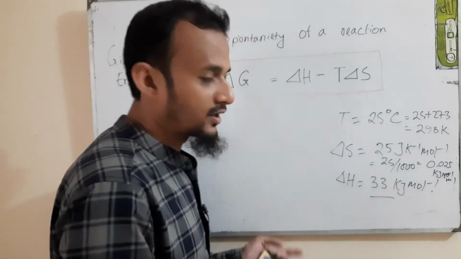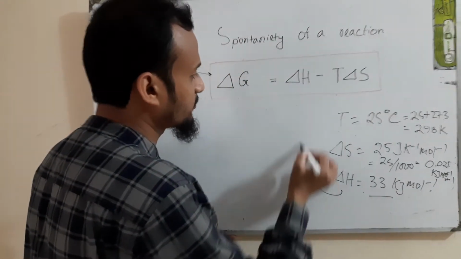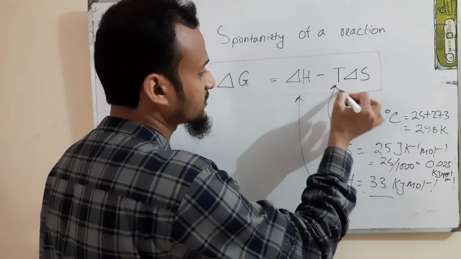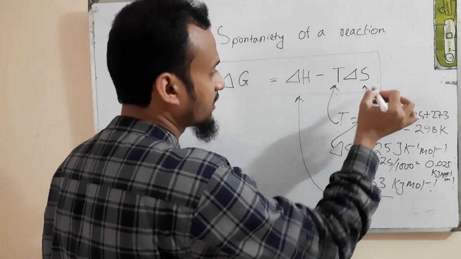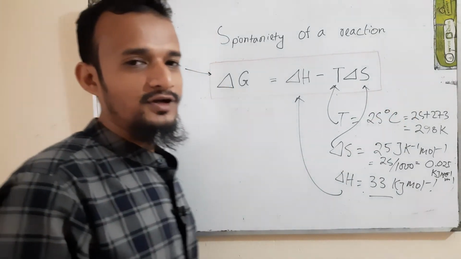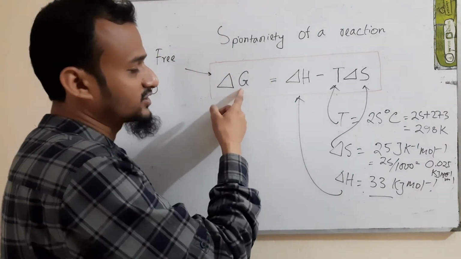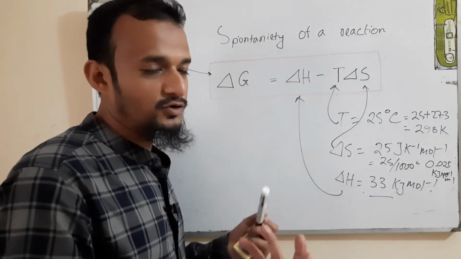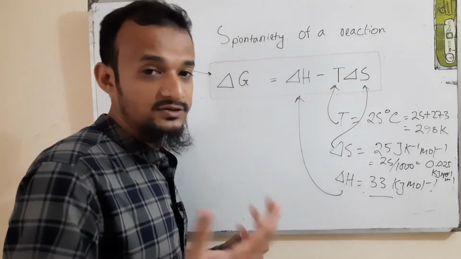This value is okay. You just put the values here, put the values here, put the values here, and put the values here. This is how you would find the value of delta G. If you find delta G is negative, then it's spontaneous. If the value of delta G is positive, then it's not spontaneous.